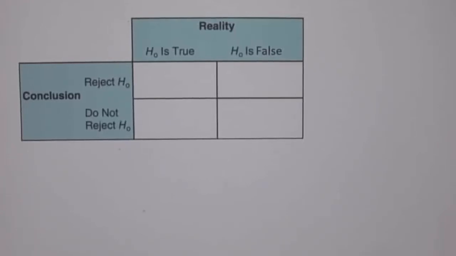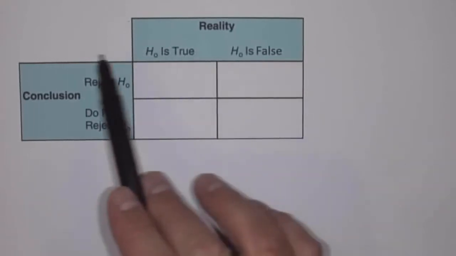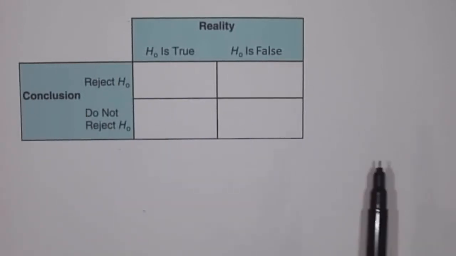Now, when we conduct a hypothesis test, our desire is always to end up with a correct conclusion. So if the null hypothesis is true, we want to conclude that it's true. If the null hypothesis is false, we want to conclude that it's false. But sometimes there is the possibility of making an error. And so I want to examine those possibilities by looking at this chart.